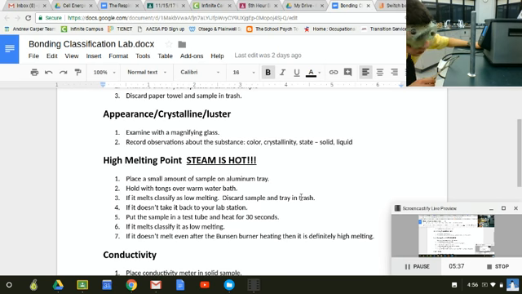If they don't melt, you then have to take the substance out of the hot water bath, and then we are going to move to step 4. You're going to take it back to your lab station.